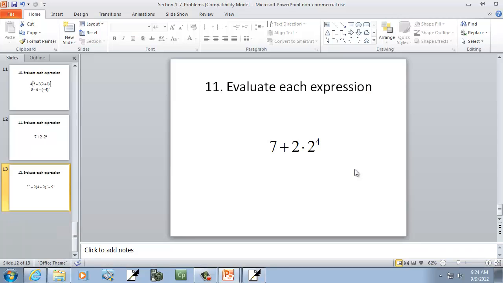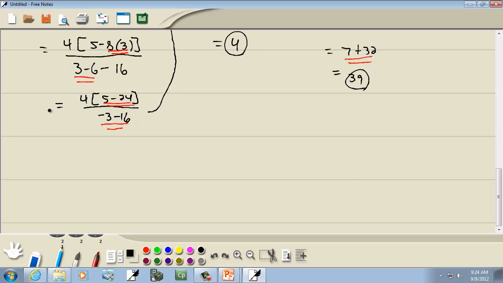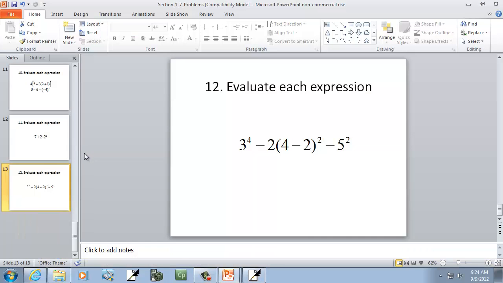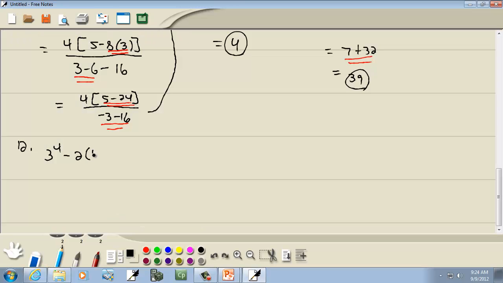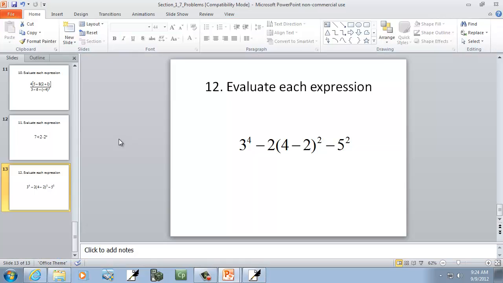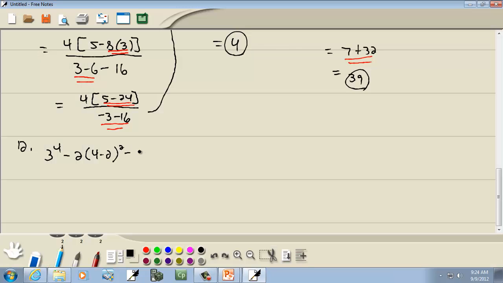And one last one. We have 3 to the 4th minus 2 times (4 minus 2 squared) minus 5 squared. Okay, Please Excuse My Dear Aunt Sally. Do what's inside the parentheses. Here we've got 4 minus 2. Everything else carries down. 4 minus 2 is 2.